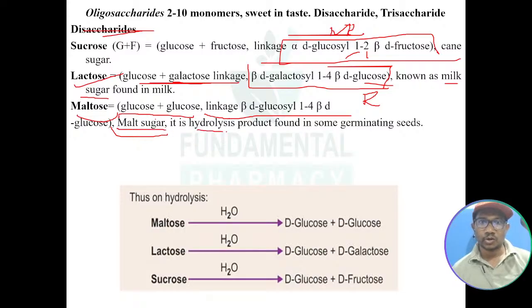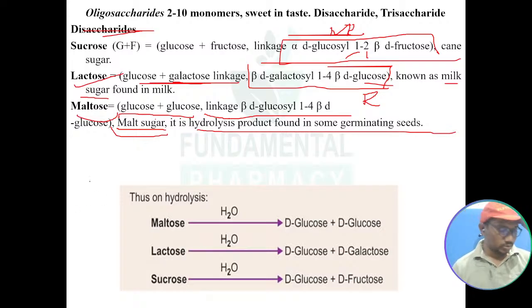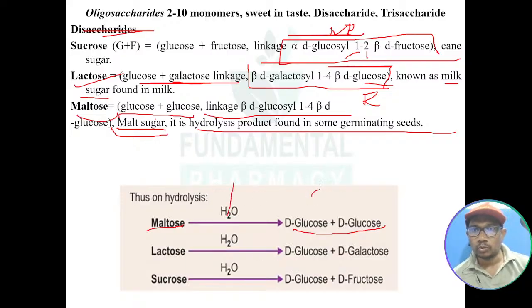It is a hydrolysis product found in some germinating seeds. जो सीड्स जो होते हैं, जैसे हम है ना सुबह सुबह आप स्प्राउट खाते हो, स्प्राउटिंग जो होता है, इन द स्प्राउट्स द शुगर फाउंड इज अ maltose. In the sprout, sugar found is maltose, because in the germinating seeds you will find this sugar. So that's why maltose on hydrolysis will give you 2 molecules of D glucose.